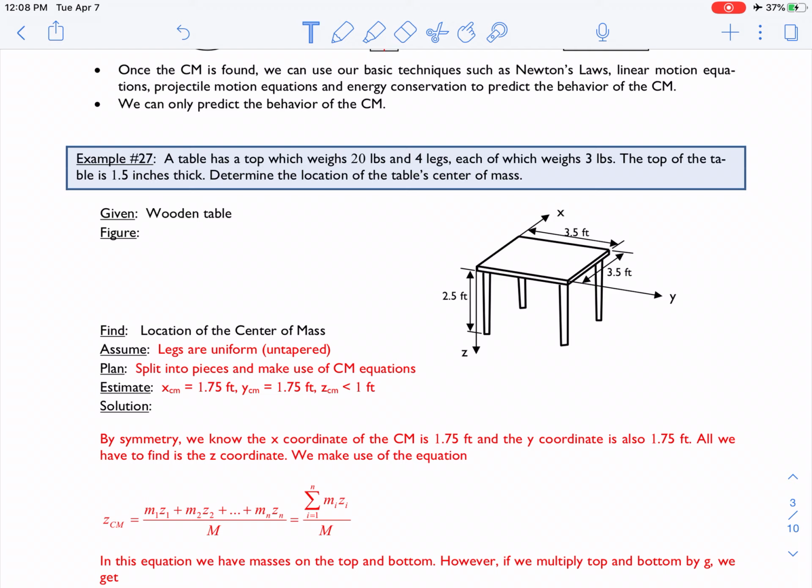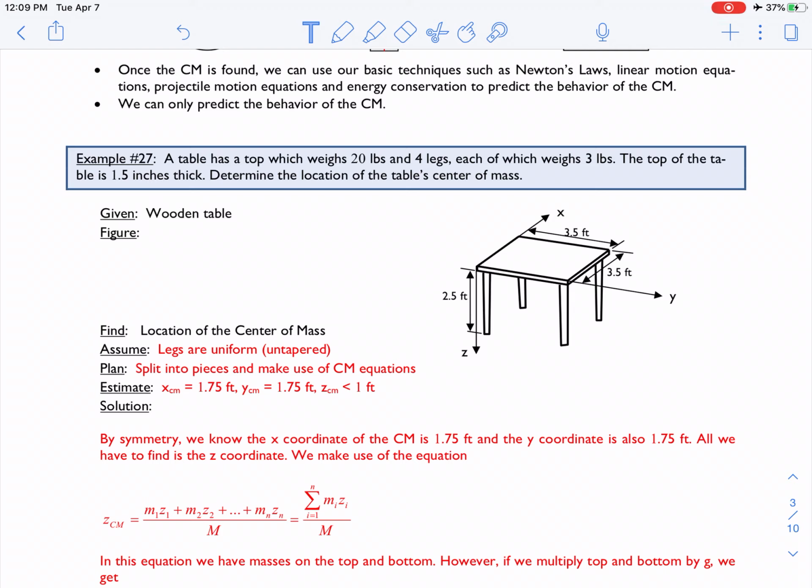So given is a wooden table with some measurements, and the figure is on the right side. We are trying to find the location of the center of mass. And some assumptions. First of all, there are 4 legs, and we're going to assume that they're uniform and also untapered. And so we're already assuming that the material is homogeneous, so it's the same wood, same homogeneity, so that the density is the same overall in this table. And the plan is, again, for the center of mass.